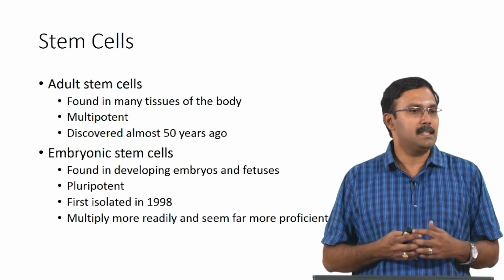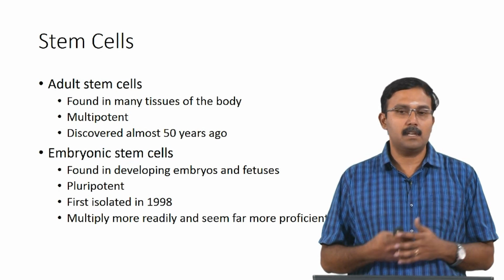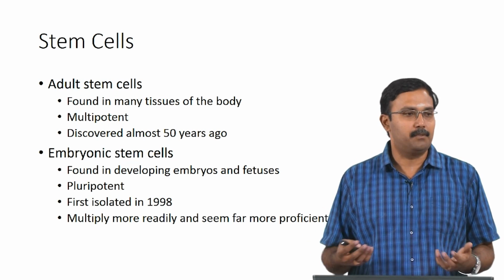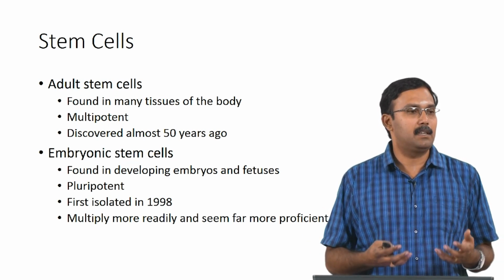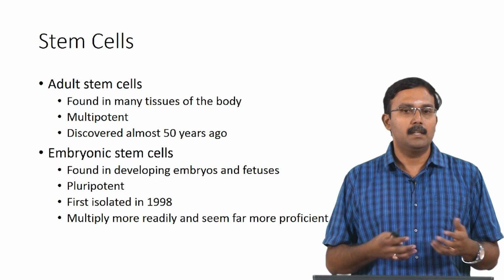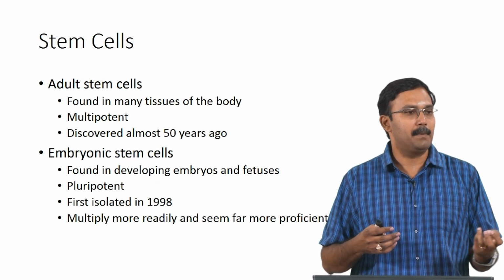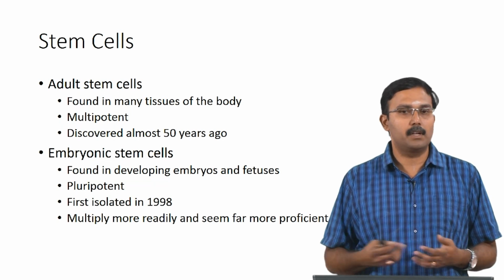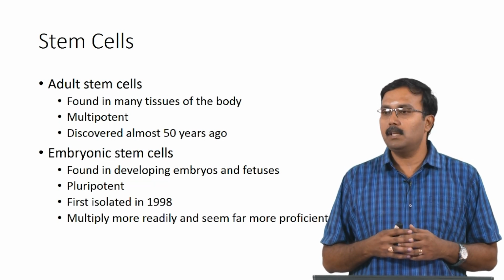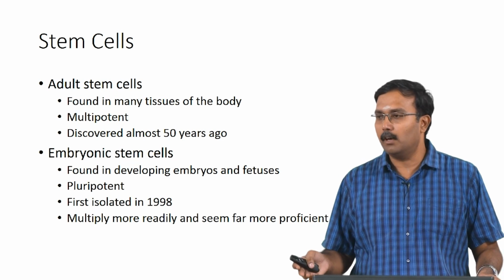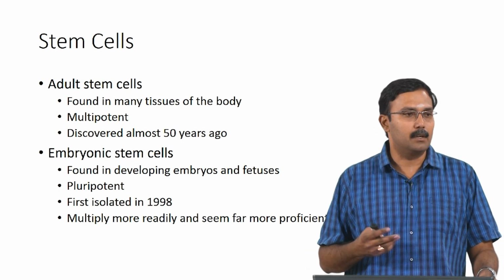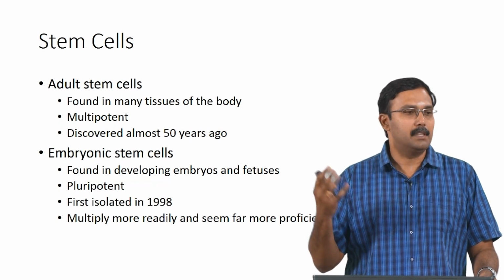So, the stem cells are broadly classified as adult stem cells and embryonic stem cells based on where you get them from, right. So, if you are getting it from an adult organism, then it is an adult stem cell, and if you are developing an embryo from which you are harvesting these stem cells, then it is called an embryonic stem cell. Adult stem cells are actually present in different parts of the body. So, they are multipotent, and these were discovered more than 50 years ago now.